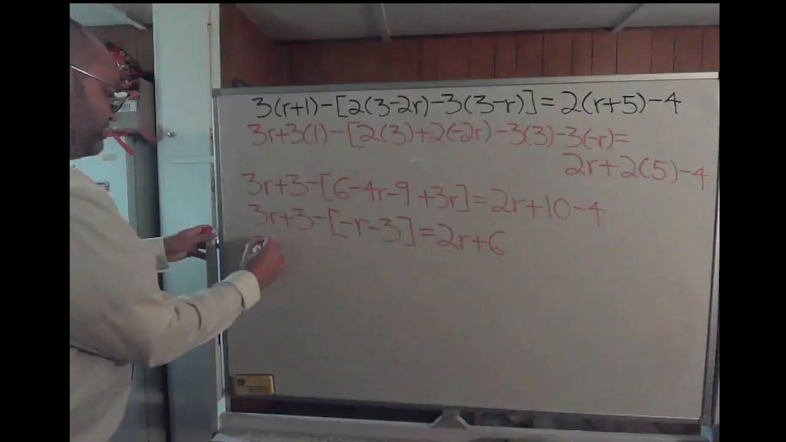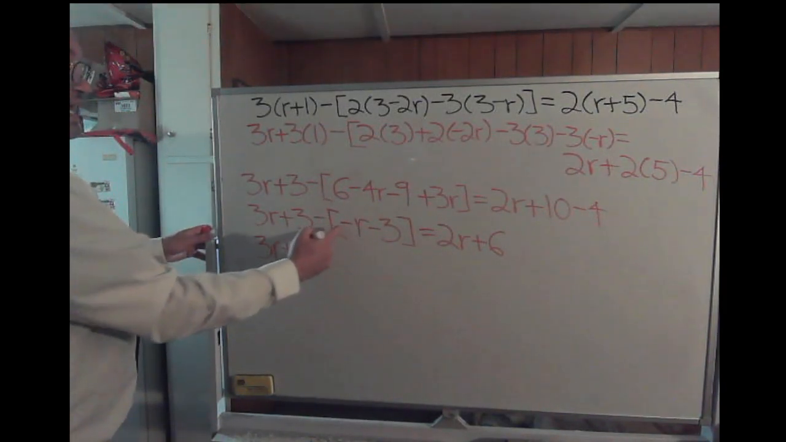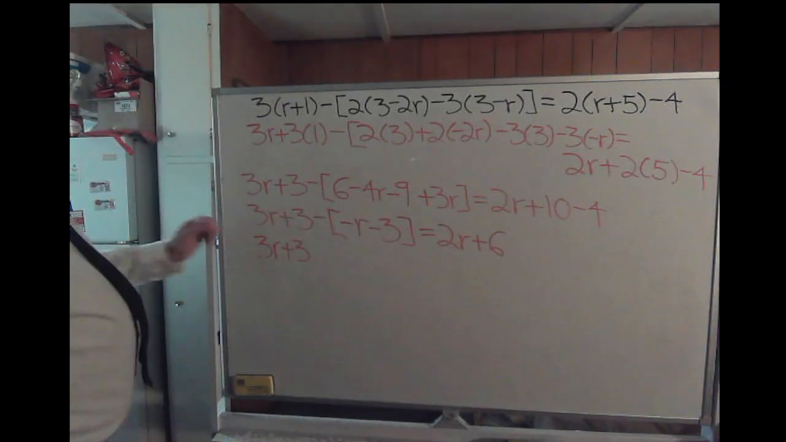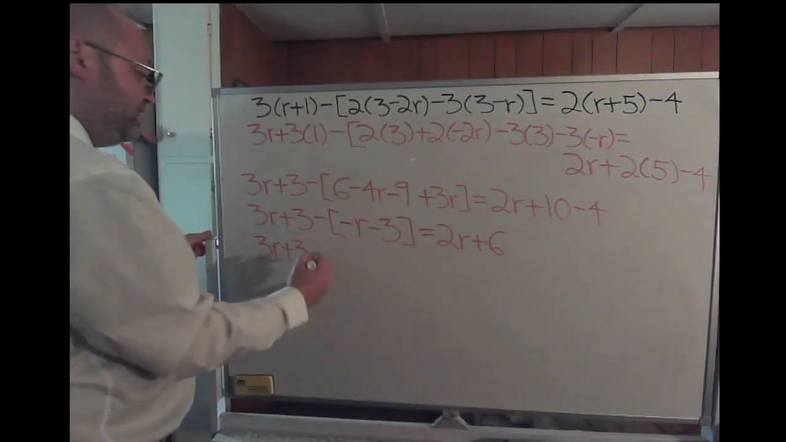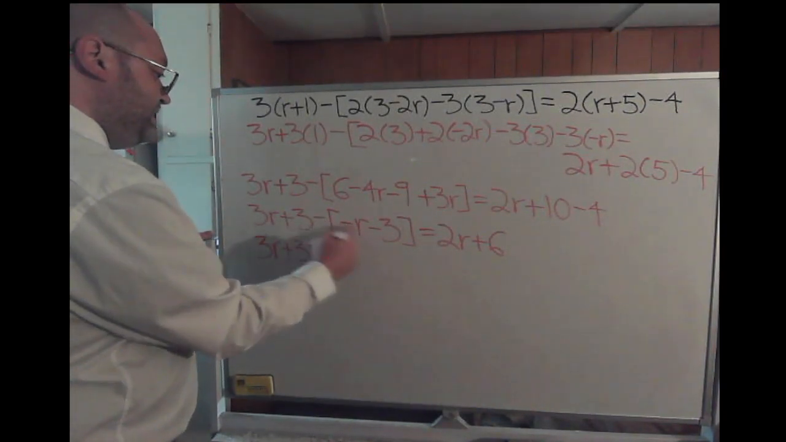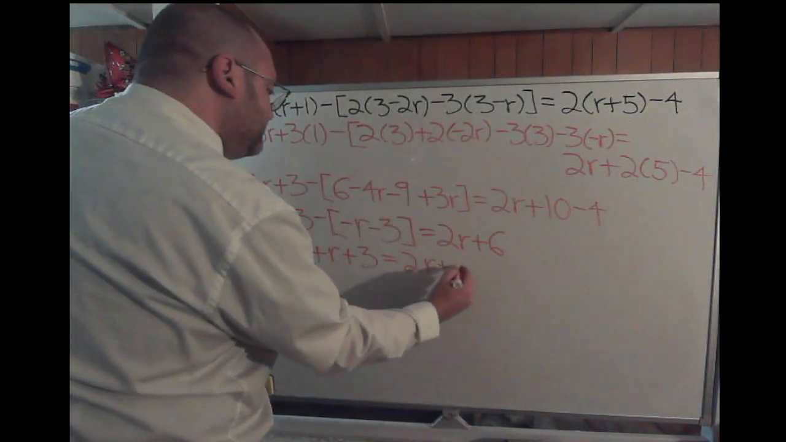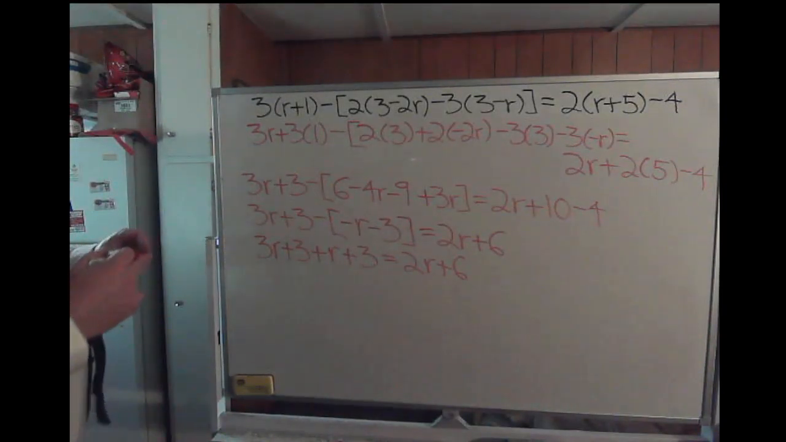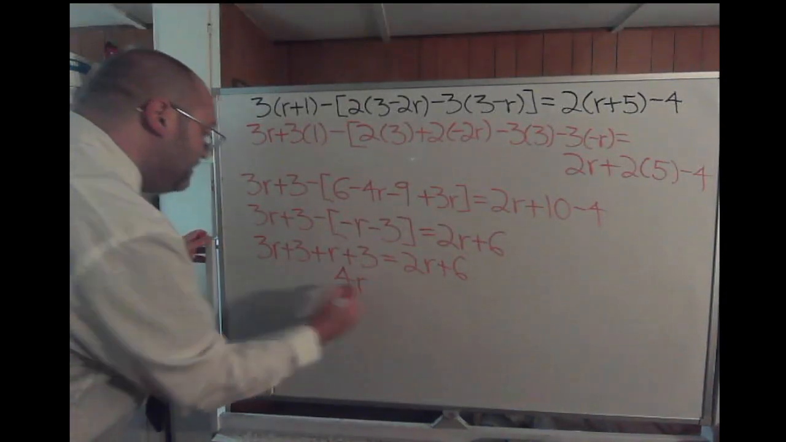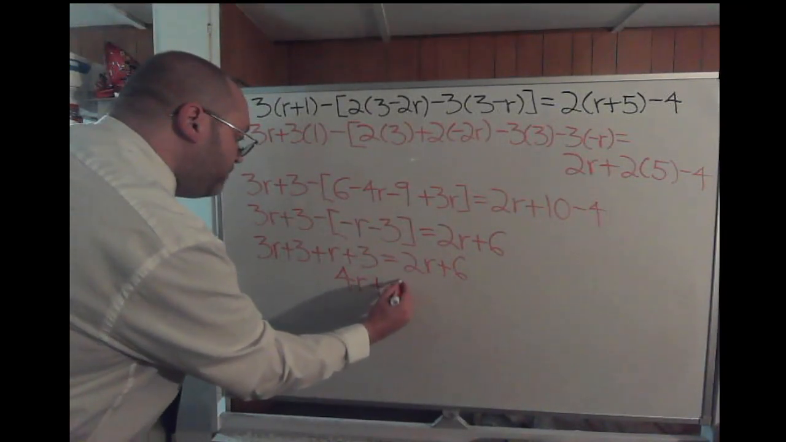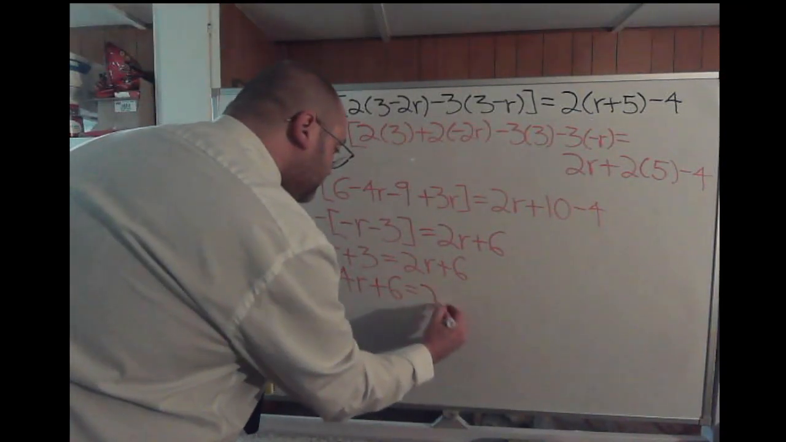So the left-hand side, you'll have 3r plus 3. Now you distribute that negative inside of that. That's the same as a negative 1 coefficient outside of the bracket. So minus minus r, that's plus r. Minus negative 3, that's plus 3. All this is equal to 2r plus 6. Now let's simplify the left-hand side. You have 3r plus r, that's going to be 4r. Then you have 3 plus 3, that's 6. So you have 4r plus 6 is equal to 2r plus 6.